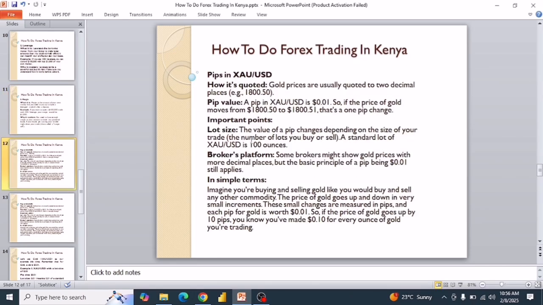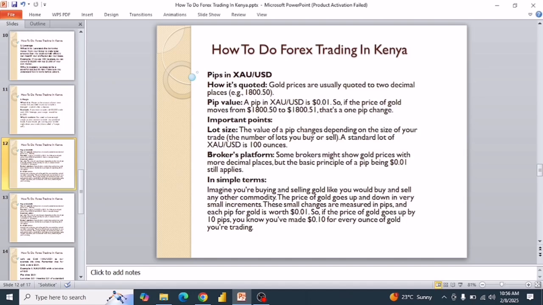Now, in terms of pips, I told you you need to know the last decimal place of the currency pair you are trading. So, for example, you can see in gold, we have 2 decimal, and a pip starts with the last one. So, for example, the price of gold moved from 1800.50 to 1800.51.